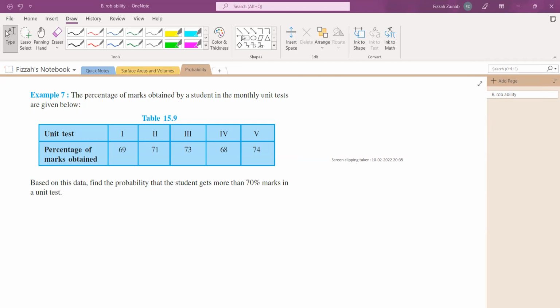Okay, so I think six examples we did in the last class. Today I want to discuss the rest of the examples before starting with the exercise. Now, what does it say? It is saying that the percentage of marks obtained by a student in the monthly unit test are given below. You can see in one row, it's the unit test, 1, 2, 3, 4, 5. So there are total 5 unit tests, okay? And these are the percentage of marks obtained.